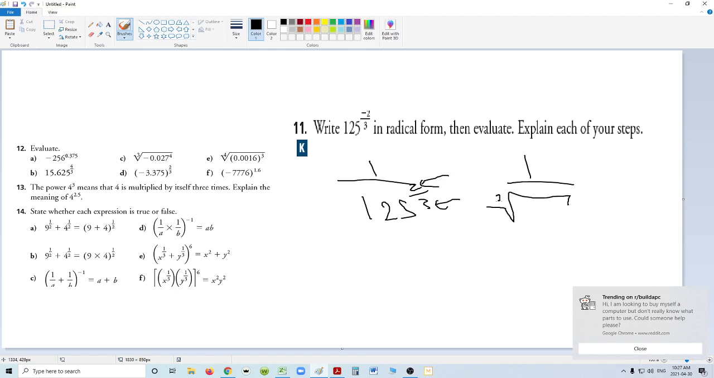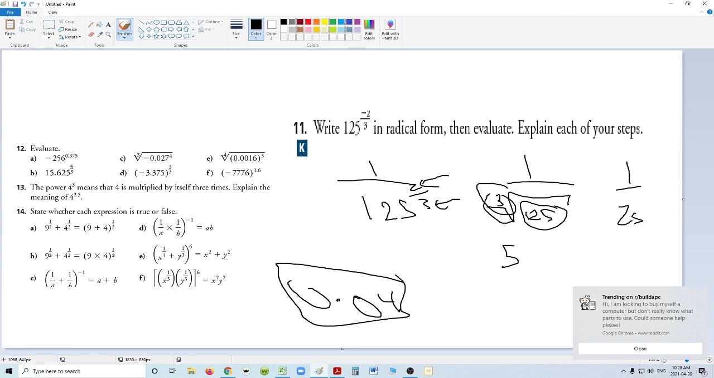You can put the root first and the power inside, or you can put the power first and the root inside. Doesn't matter. So that's what it is. And there, I would just stop there. The resolution of that is 125 cube root, I believe, is 5. And then squared is 25. So it's 1 over 25, which is 0.04, I think. 4%.